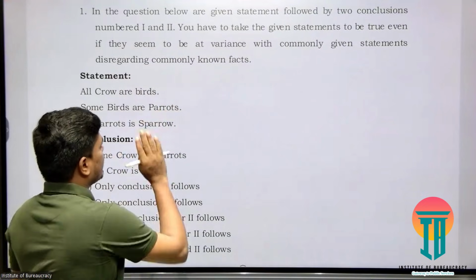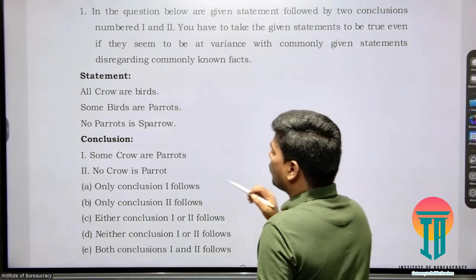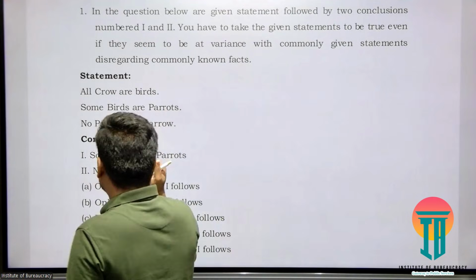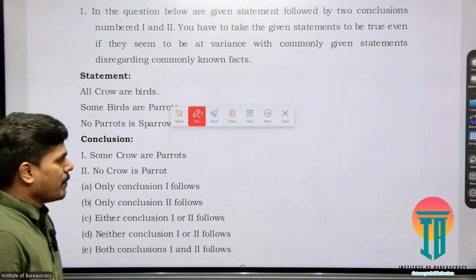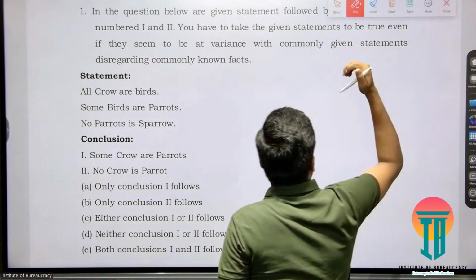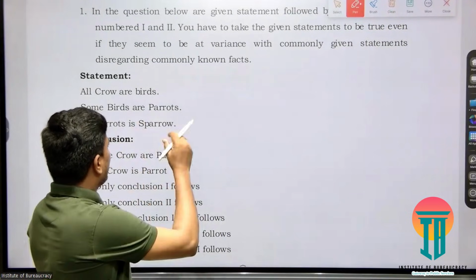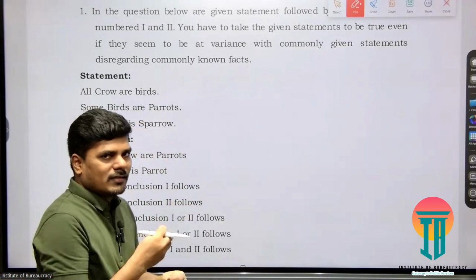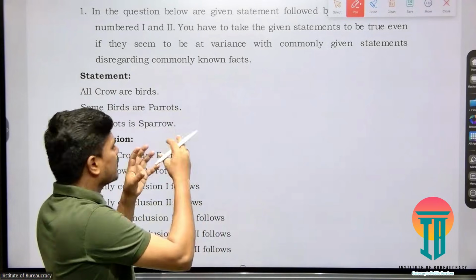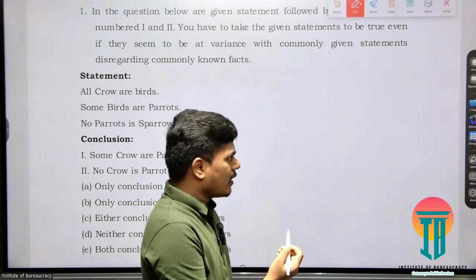You will be given a statement and following that, you will also be given some conclusions. So we have to read the statements and make the conclusion based on the statements. That's what is going to be interesting here. So here you see this: all crow are birds, some birds are parrots, no parrot is sparrow, something like that they have given. So you don't bother about the words all, some, all those things. This can be easily solved through drawing Venn diagrams.